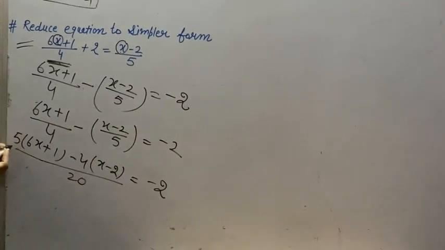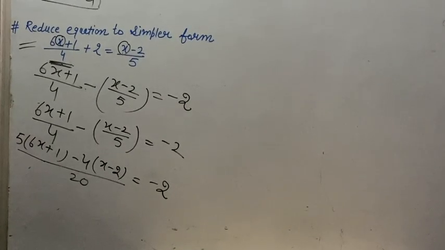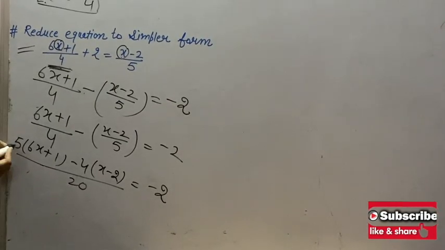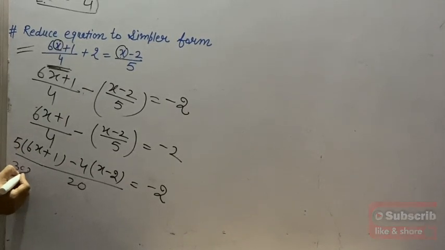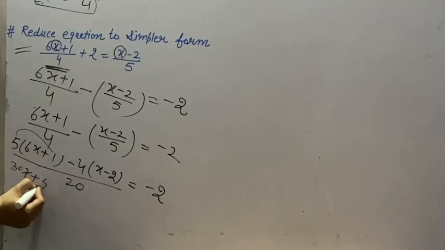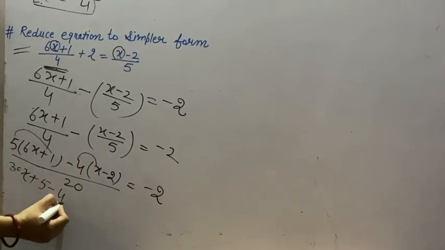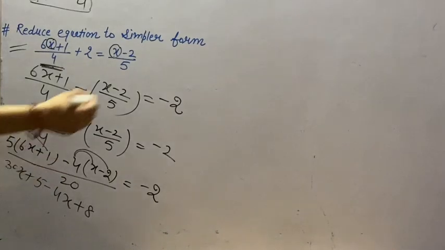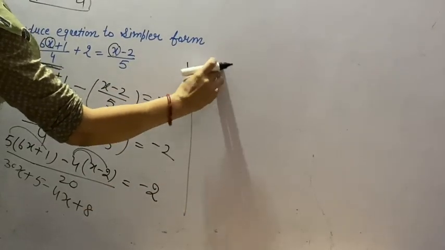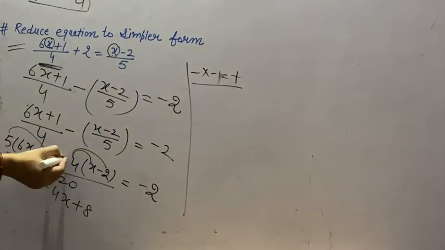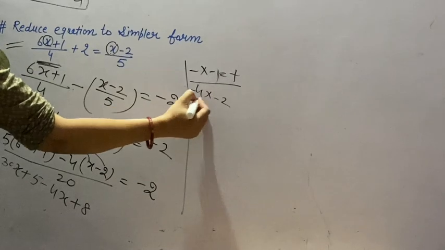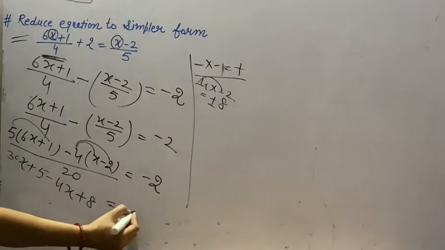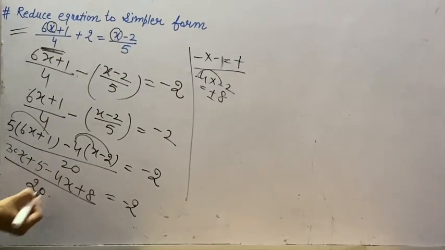Now we solve this equation. When we multiply any constant with a bracket, then we multiply the constant with all the terms. 5 into 6 is 30x, 5 into 1 is 5, minus 4 into x is 4x, and minus 4 multiplied by minus 2 is equal to plus 8, because when we multiply minus sign into minus sign, it becomes plus sign. Minus 4 into minus 2 is equal to plus 8. This is equal to minus 2 and divided by 20.